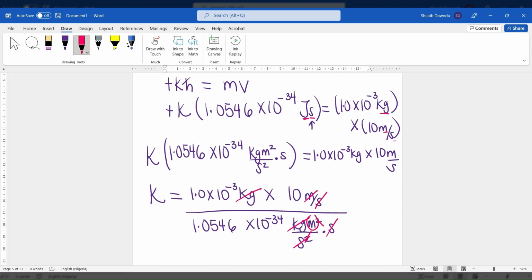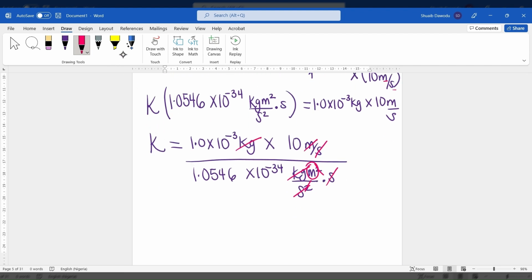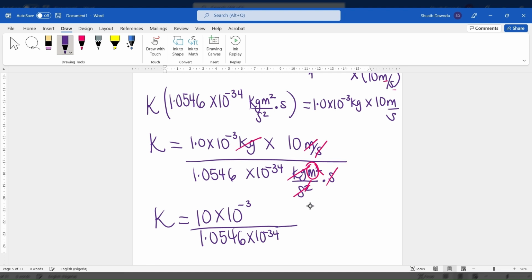So what we have left for the unit of K is just 1 over m, or 1 over meters. So anyways, we go on to do the calculation. 1.0 times 10 raised to the power of negative 3 times 10 is simply 10 times 10 raised to the power of negative 3, divided by 1.0546 times 10 raised to the power of negative 34. So that's that divided by m.